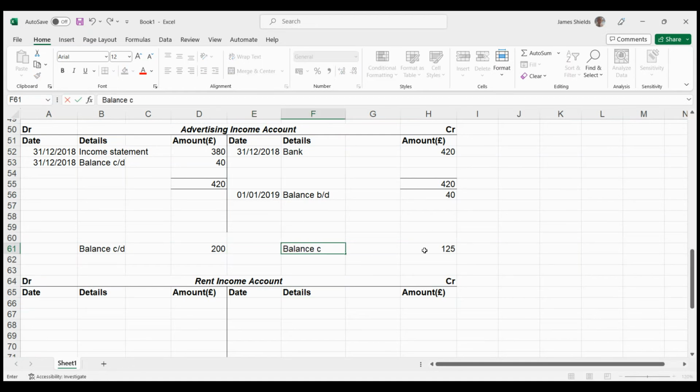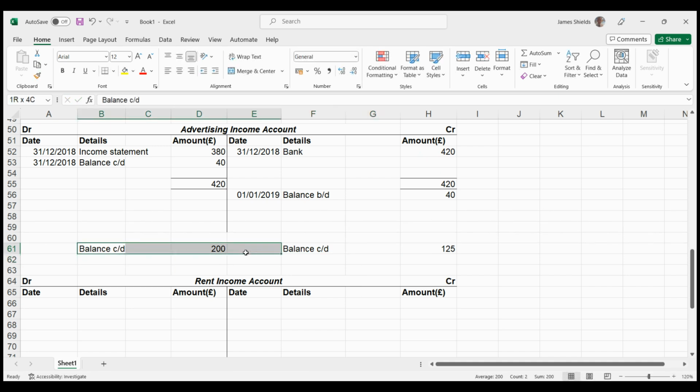Now that's the bit that several students get confused with. So as long as you do the workings that we've done here, you should not go wrong. So that bit there, that's just my workings. So let me just highlight that. That's the workings. Now I'm going to do the proper rent income account.